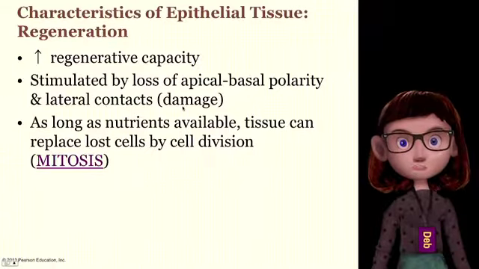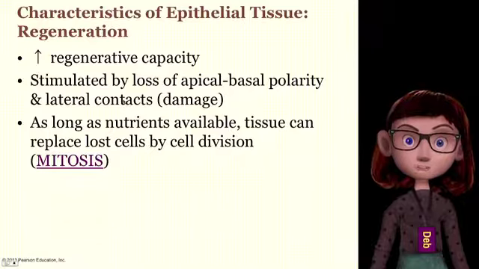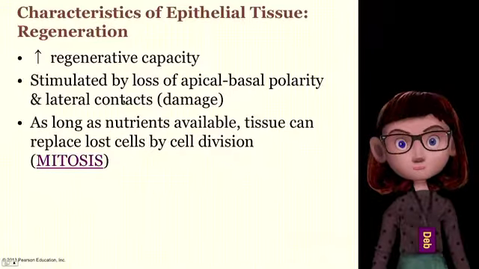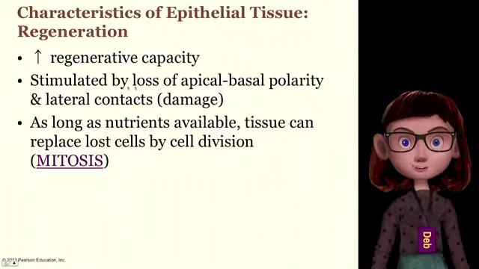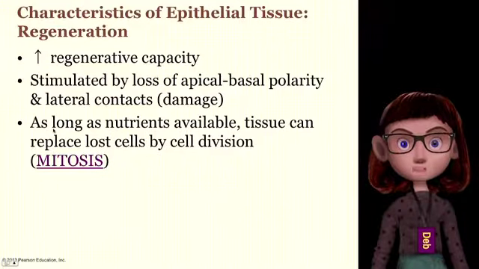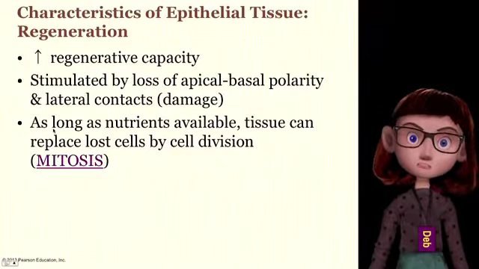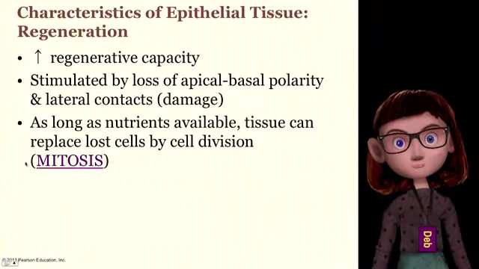Lateral, remember, is on the sides. So any kind of damage will actually send a signal to those cells to increase their rate of mitosis. So as long as nutrients are available, the tissue can replace lost cells by cell division, mitosis.